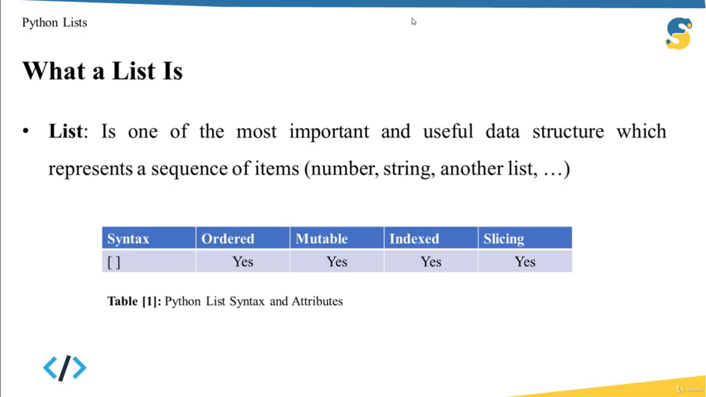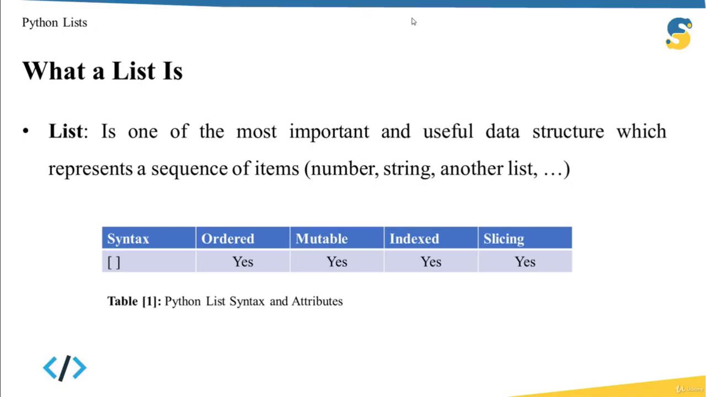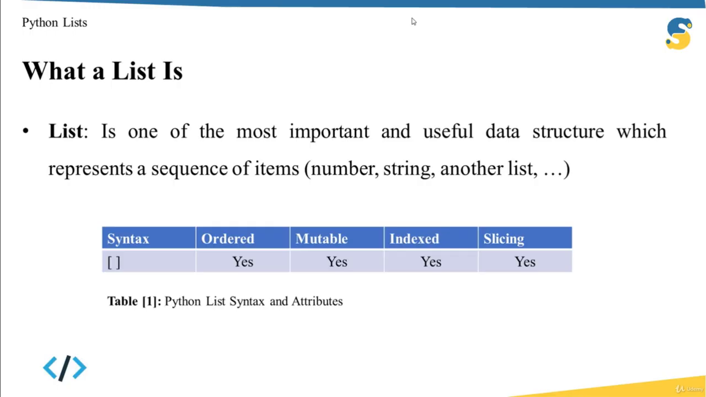And you have to know that a list is an ordered data structure, which means each item has its own known and fixed location. A list is mutable, so once you create it, you can update the content of the list. A list is an indexed data structure, so you can access each individual item inside this list by using integer indexes, and the indexes could be positive or negative. And the last point, you have to know that lists support slicing, so you are able to extract a sublist from your list using positive and negative indexes inside the slicing operator.